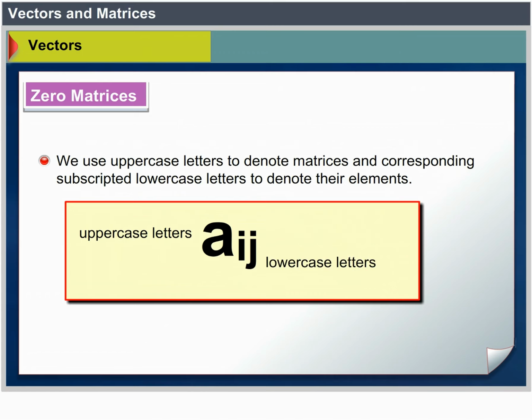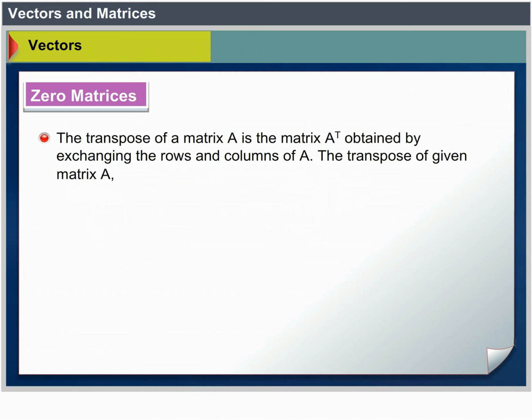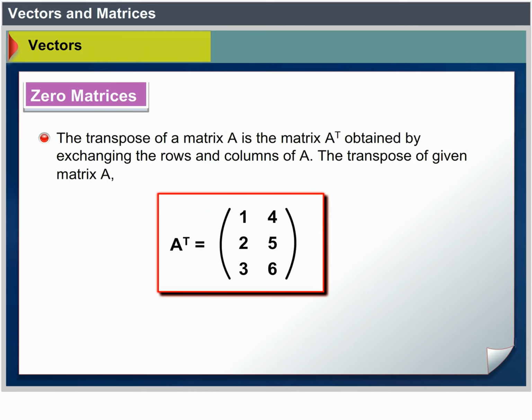We denote the set of all m by n matrices with real-valued entries by R^(m×n), and in general the set of m by n matrices with entries drawn from a set S by S^(m×n). The transpose of a matrix A is the matrix A^T obtained by exchanging the rows and columns of A. The transpose of the given matrix A is shown here.